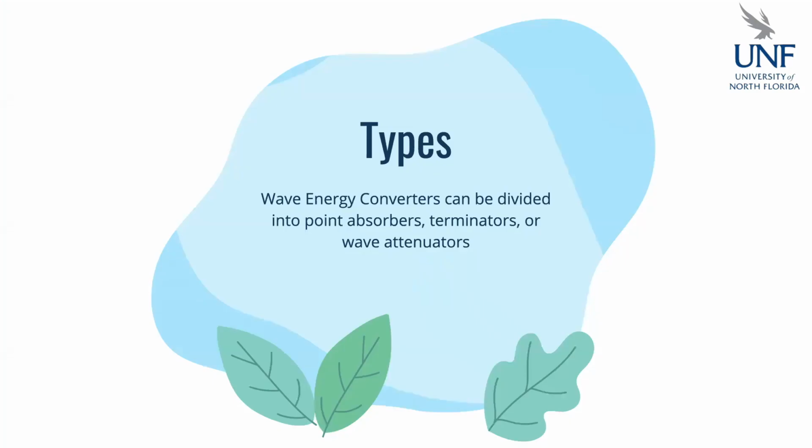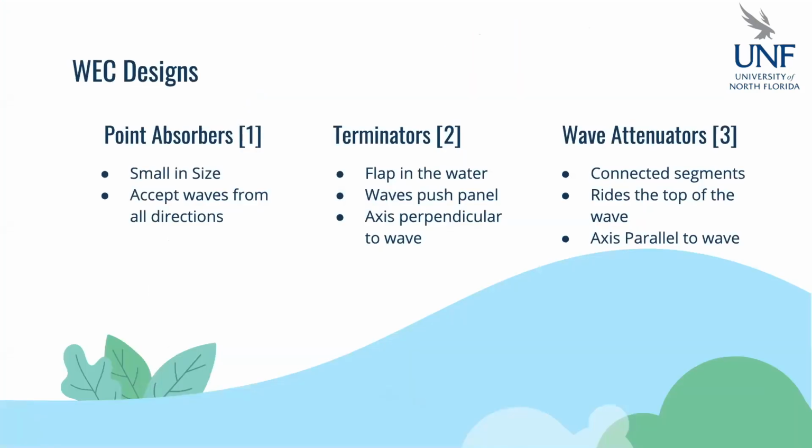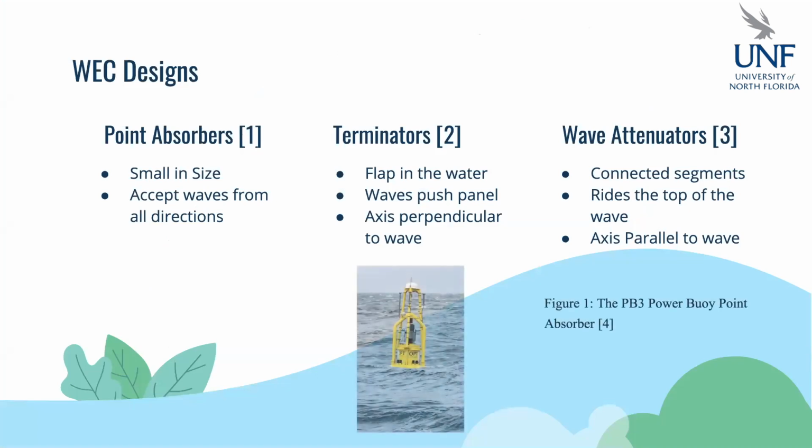They can be divided into a couple of different types, the first of which is a point absorber. Here we have an image of the PB3 power buoy point absorber. And if you're looking at it, it kind of looks just like a normal buoy that most people are familiar with. And in essence, many designs actually are. The key point with point absorbers is that they are small. Just like a buoy, a wave can come from the left, from the right, from the back, from the front. It doesn't matter. It still moves up and down. And that's the key advantage with point absorbers. They're small with relation to the size of the wave.